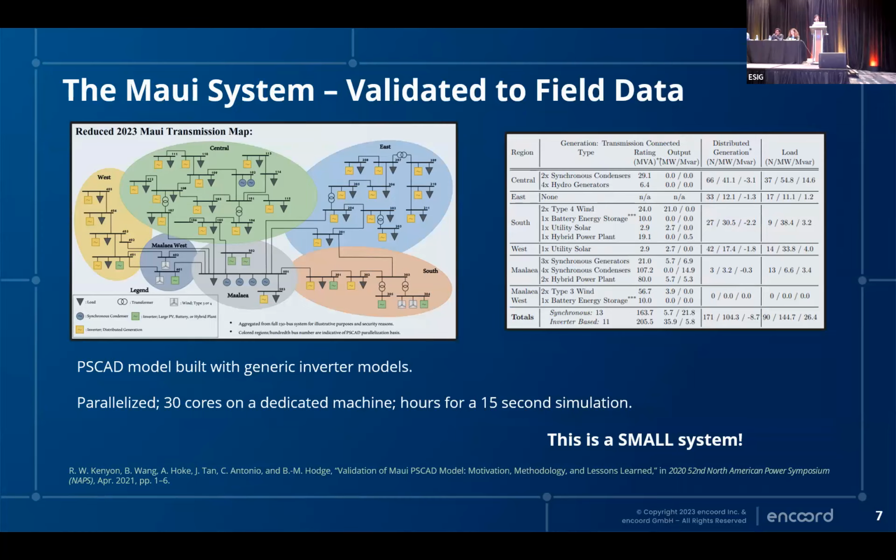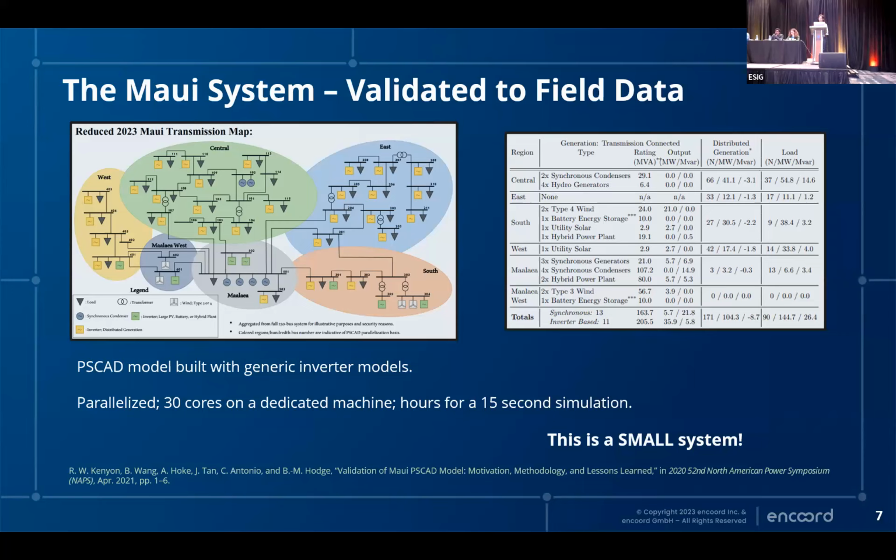The Maui power system is not very big, 200 megawatts absolute peak. It's even less than that, but I'll use that. It's a nice round number. About 200 buses. Pretty much every single bus on this system had distributed generation, so we had inverters. I'm not going to go into the details. You can look at these slides later, but there's a whole bunch of different devices going on. And we built this in PSCAD with generic inverter models.